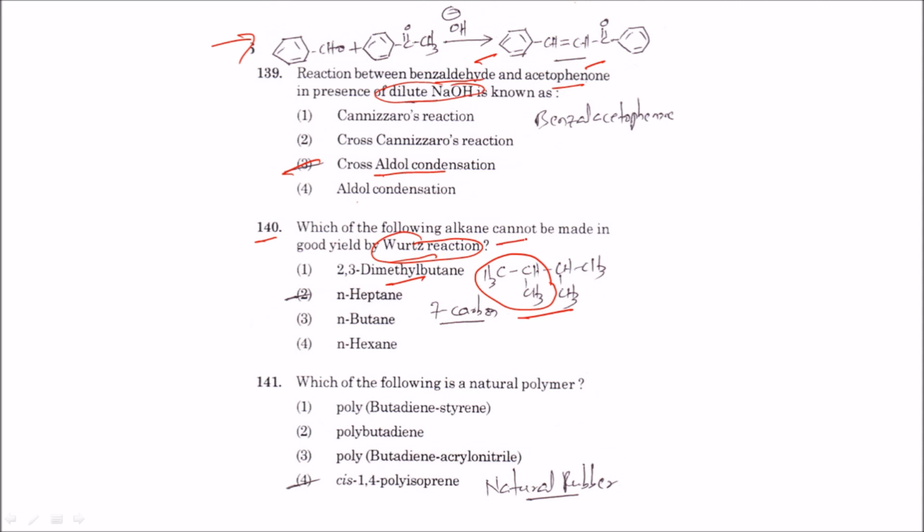But they're asking which cannot be made in good yield. You can see n-butane also, right? If you want to get n-butane, we can start with ethyl chloride. And to get n-hexane, we can take n-propyl chloride. But if you want to get 7 carbons, we need to go for a mixture, like one alkyl halide having 3 carbons and the other having 4 carbons. In that case it always gives a mixture of alkanes, not a pure n-heptane. So the right option for this is second one, n-heptane.